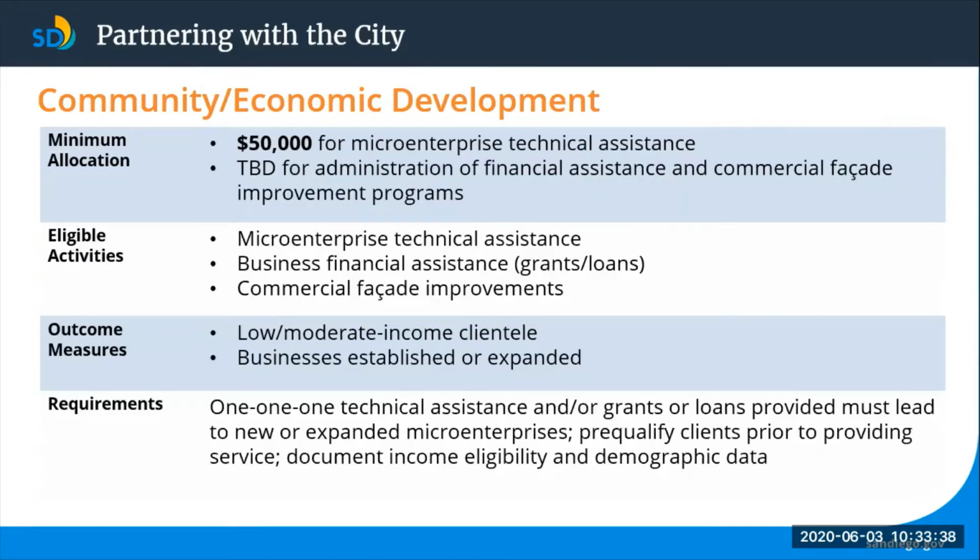And again, eligible activities can include commercial facade improvements, micro enterprise, and the outcome measures are the limited clientele, so the business owner of the micro enterprise, and the established or expanded business.